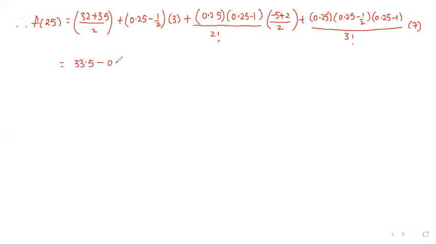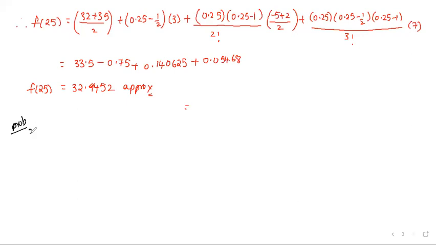After calculation, we get 33.5 minus 0.75 plus 0.140625 plus 0.05468. That is equal to f of 25. Finally, we get 32.9452 approximately. So this is the first problem.